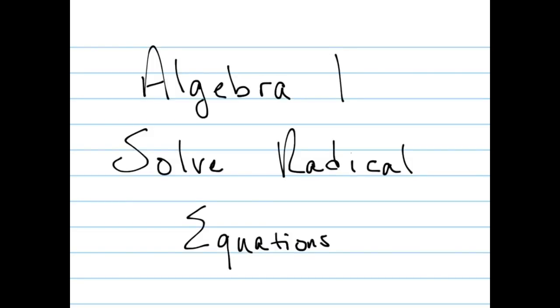So today we're solving radical equations. That's equations with radicals in them. Now, what we have to remember today is that if a equals b, a squared equals b squared. Make sense? If two numbers are equal, then when you square them, they're still equal.